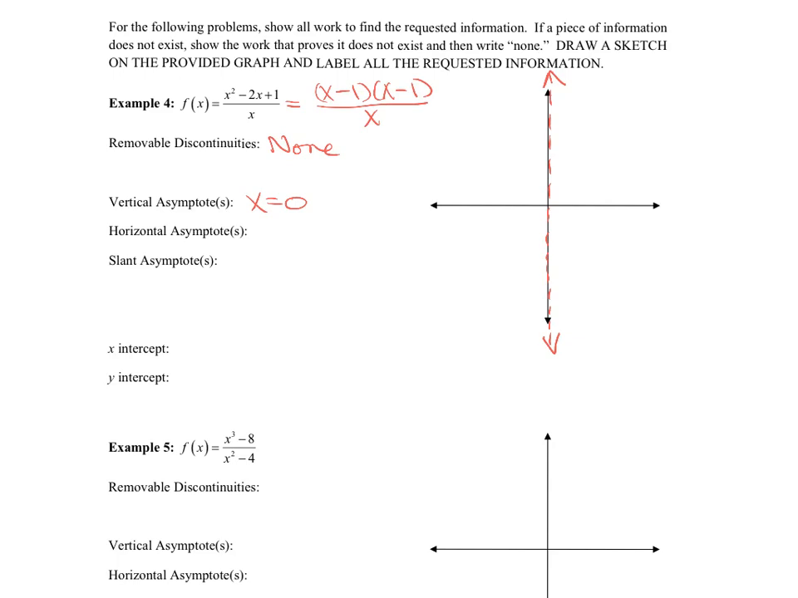Horizontal asymptote. Well, the degree of the numerator is greater than the degree of the denominator, so that means there is no horizontal asymptote. There is, however, a slant asymptote. Because the degree of the numerator is 1 greater than the degree of the denominator, we do have a slant asymptote. 0 makes the denominator 0, so that's what goes in the half box.